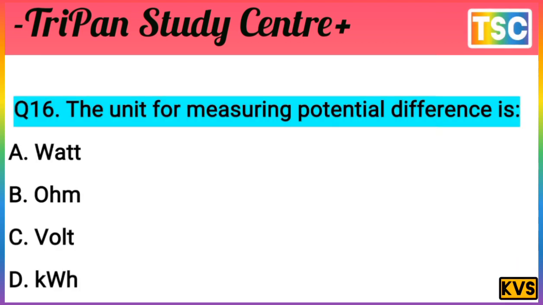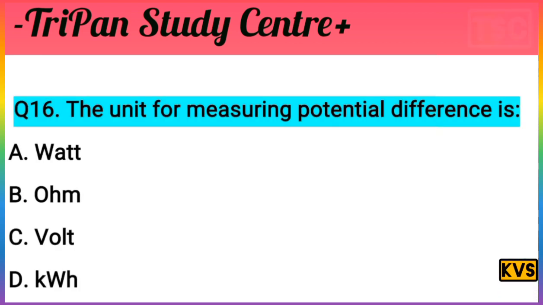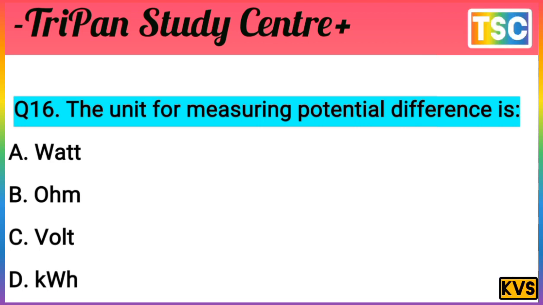You know that next question on your screen. The question here: the unit for measuring potential difference is. The SI unit of the potential difference here. A, watt, B, ohm, C, volt, D, kilowatt hour.